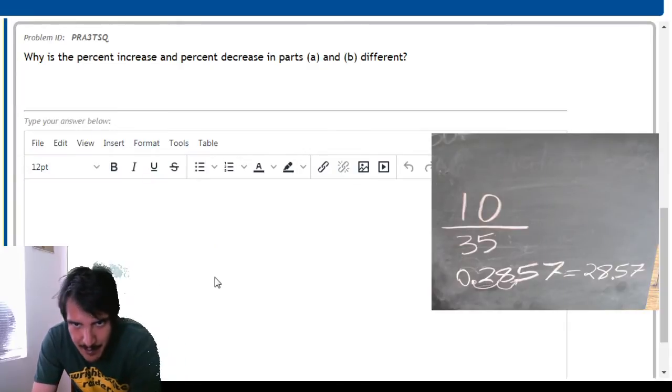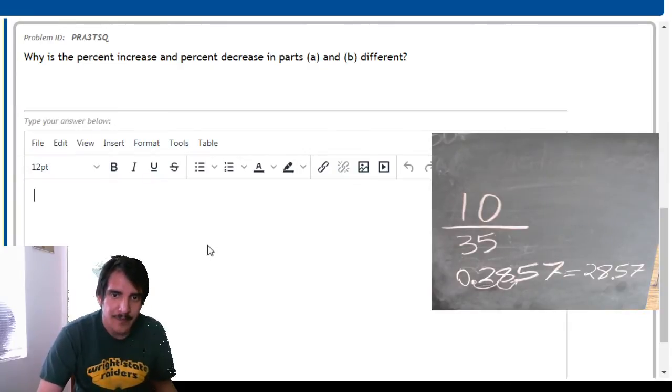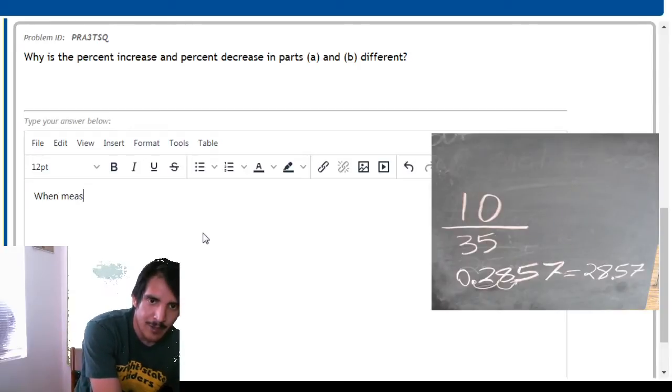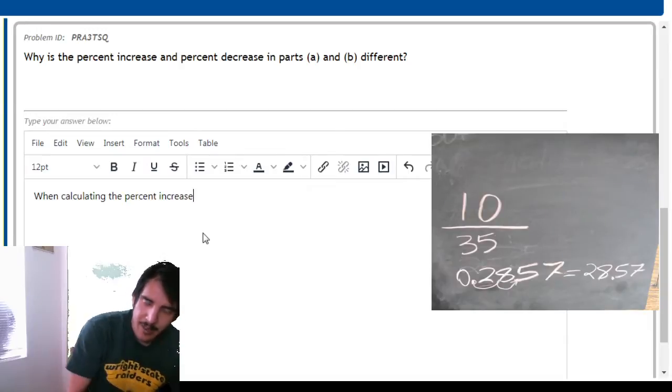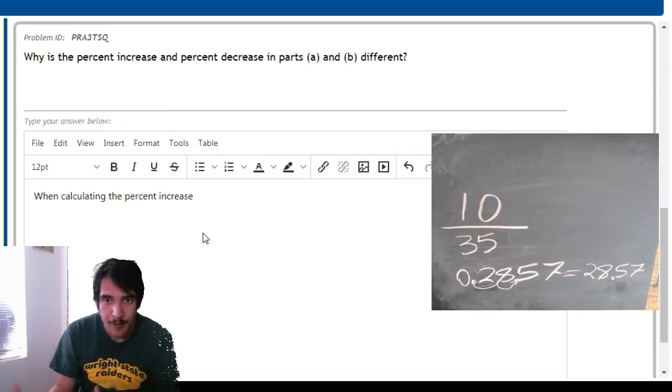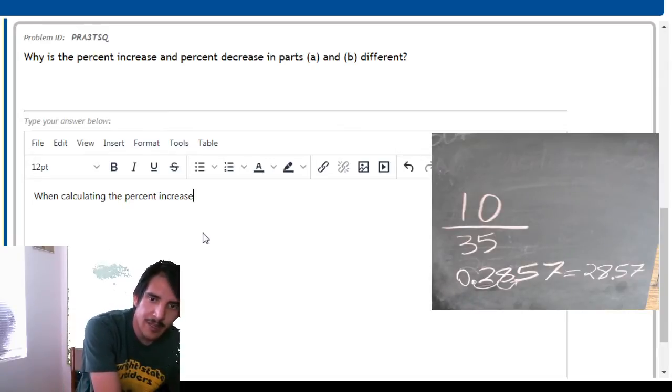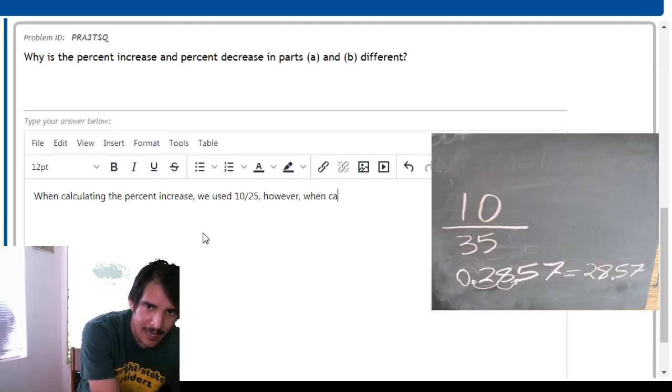Why is the percent increase and percent decrease in parts A and B different? I'm going to say when calculating the percent increase, which is when we were saying how many more females than males, when calculating the percent increase, we used 10 out of 25. However, when calculating the percent decrease, we used 10 out of 35.